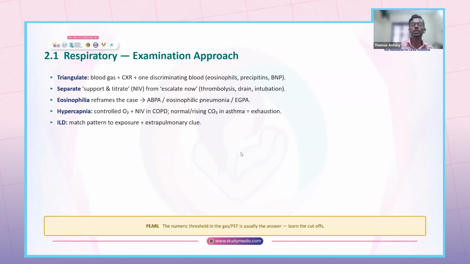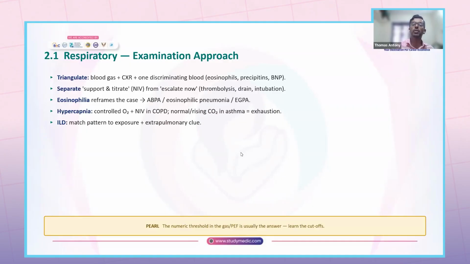Hypercapnia, what we have to do in such cases, whether in such cases we have to give controlled oxygen, the requirement of an NIV, normal or rising carbon dioxide in asthma exposure. So these things we'll be discussing.